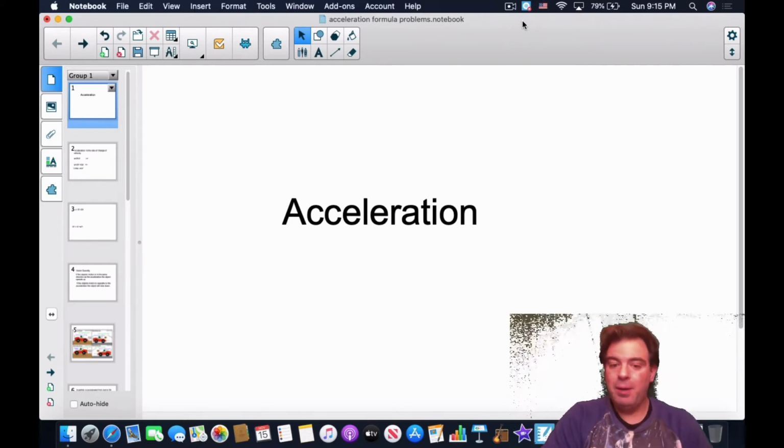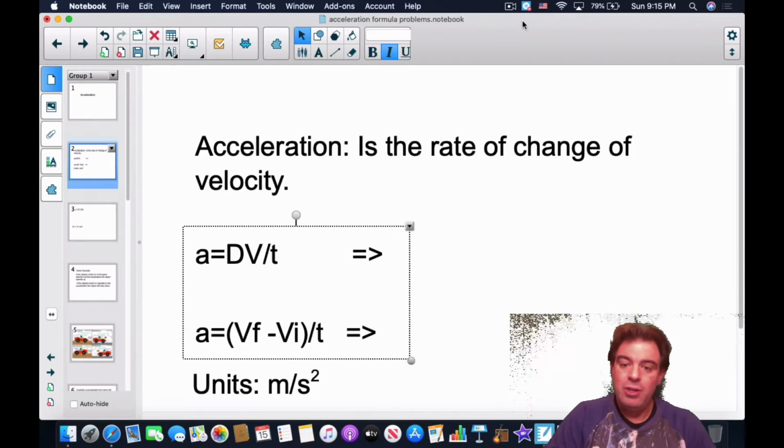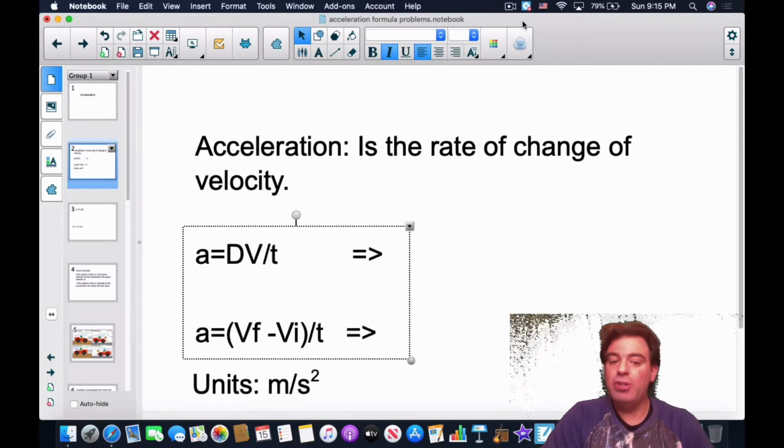Today I'm going to be speaking about acceleration. Acceleration is simply defined as the rate of change of velocity. Now, as you guys know, velocity is a vector quantity. So what does that make acceleration? Of course, it makes it into a vector quantity.